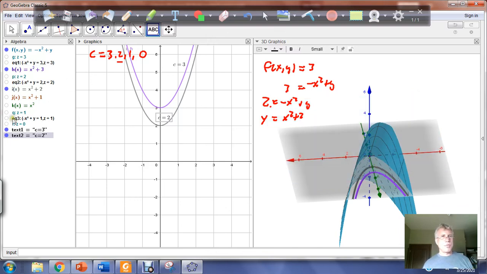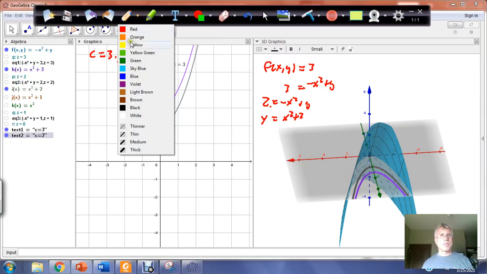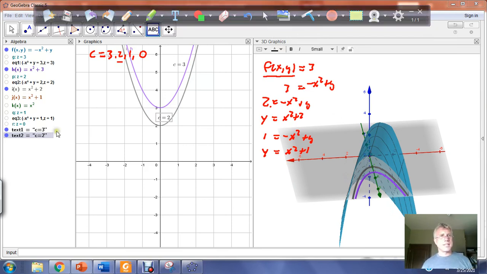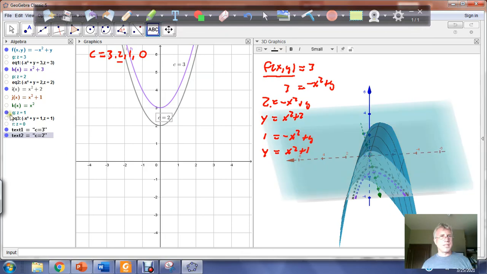To get the next one, we set c equal to 1. So we just simply, on the PowerPoint, replaced f of xy with 1, and we said 1 equals negative x squared plus y. And then we solved it for y. We got y equals x squared plus 1, which is a parabola shifted up 1. But what we want to recognize is that's the same as creating the plane z equal 1 right here.